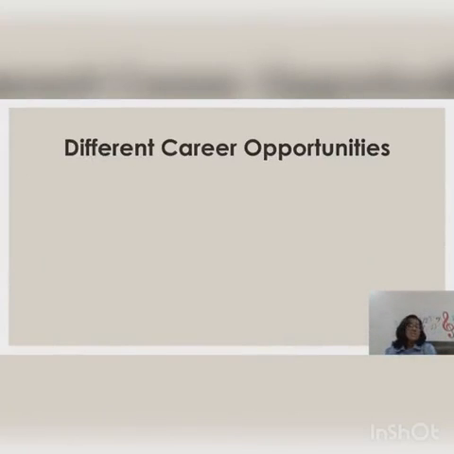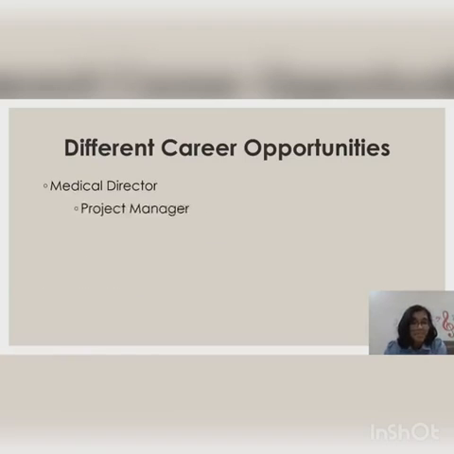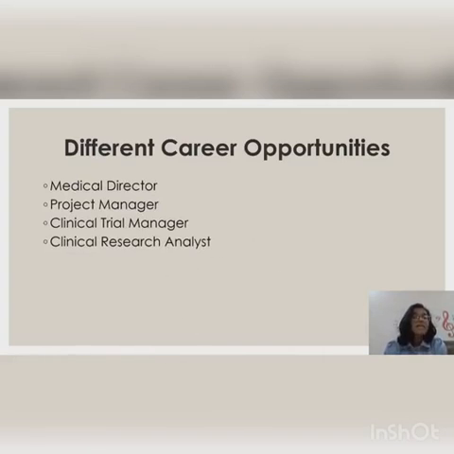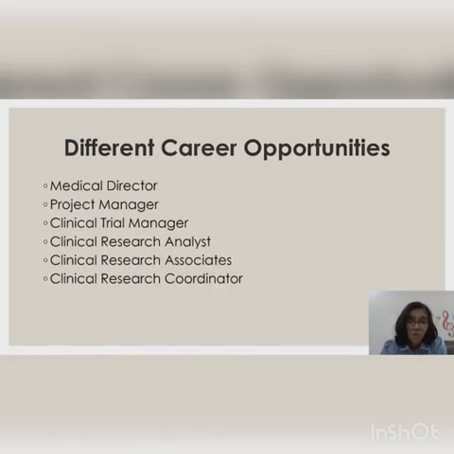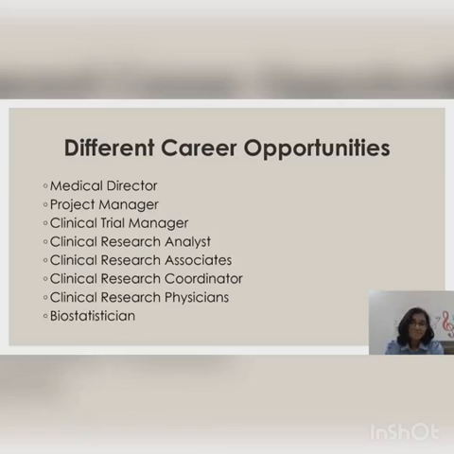Different career opportunities in clinical research: Medical Director, Project Manager, Clinical Trial Manager, Clinical Research Analyst, Clinical Research Associate, Clinical Research Coordinator, Clinical Research Physicians, and Biostatistician.